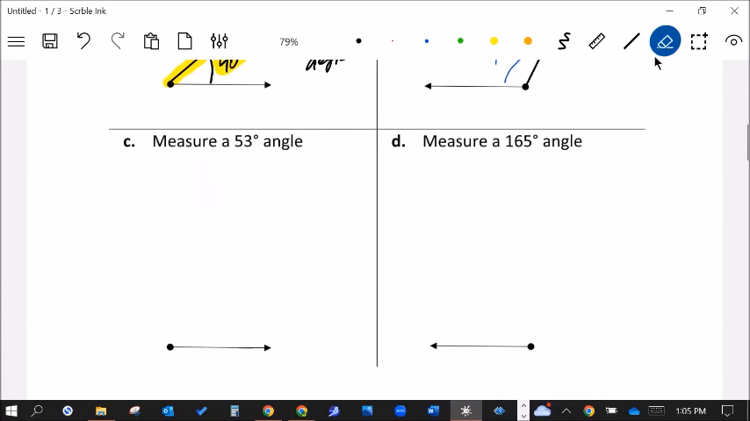There's a couple more to practice. If you have a protractor with you, go ahead and do that. Just pause and measure these, and then come back and I'll measure them too.